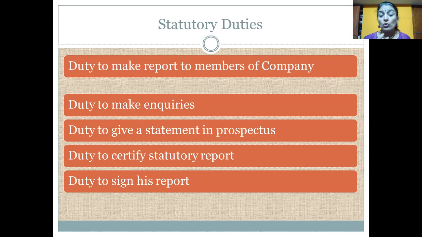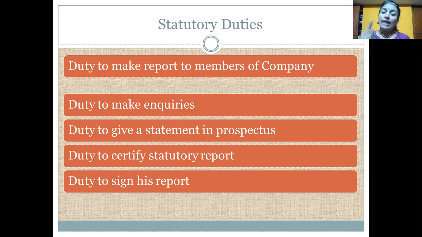Duty to certify the statutory report. When the company is fully formed, now it is working. Just after completion of 1 year, a statutory meeting is compulsory for each and every public company. In the statutory meeting, the statutory report should be read. It is prepared by the directors, but it should be signed by the auditor, because he has to go through it, and if anything is not true, he should object. So for its truthfulness and fairness, the statutory report should be certified by the auditor.